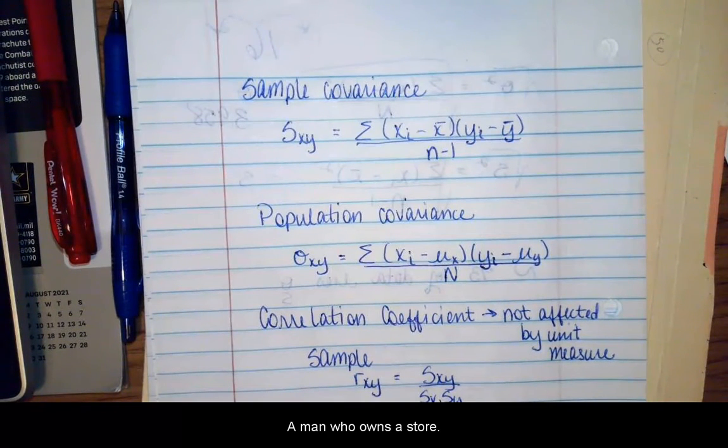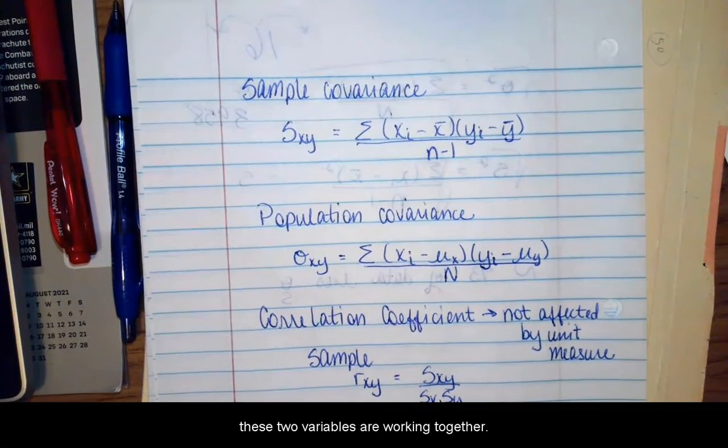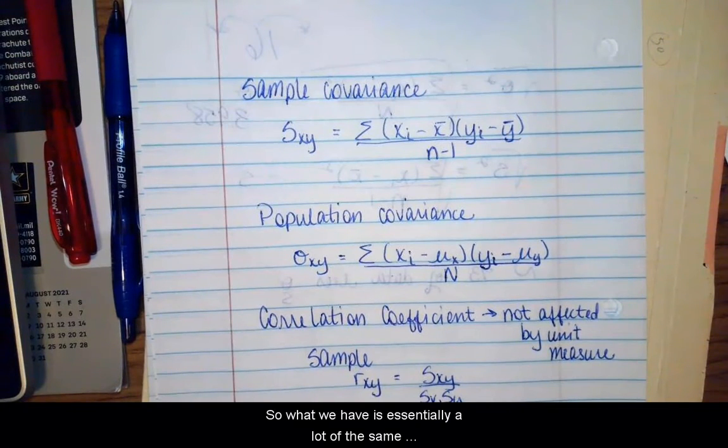The example from the book talks about a man who owns a store, and he has multiple commercials running over the weekend, and he wants to see if there's an effect: fewer commercials result in lesser sales, or more commercials result in higher sales. So he's wanting to see if these two variables are working together. So what we have is essentially a lot of the same thing. We're just adding a second variable into it.